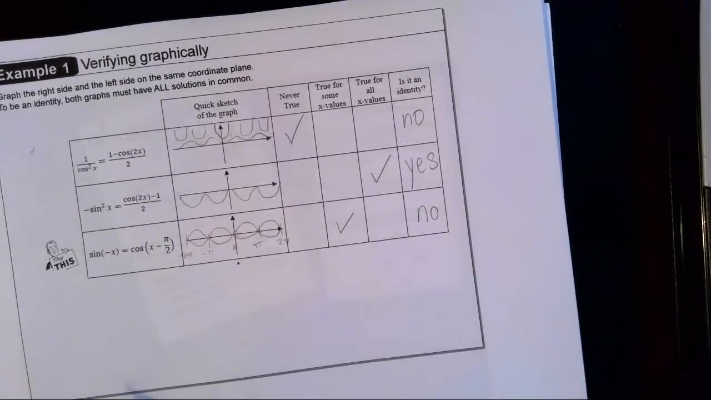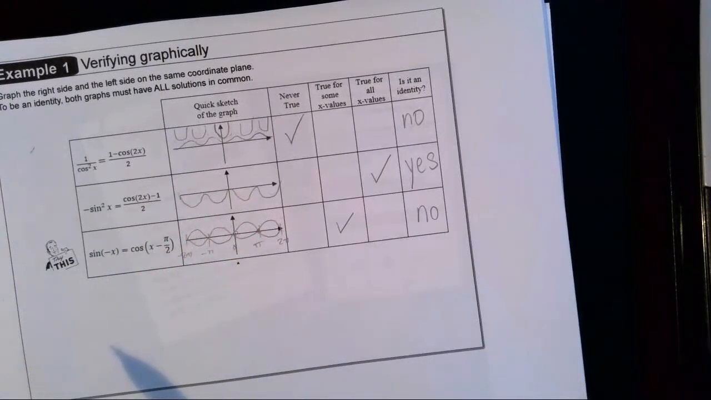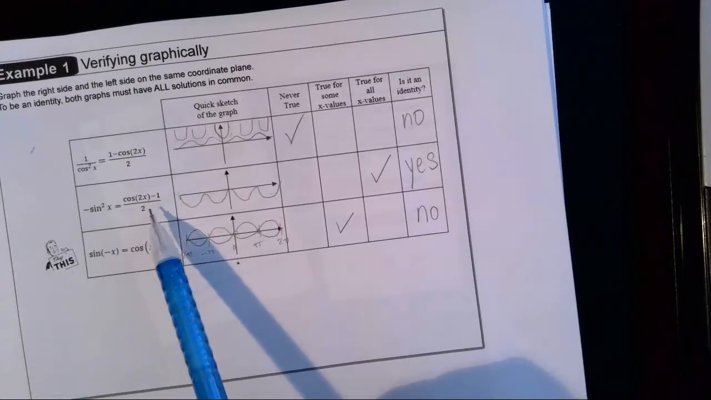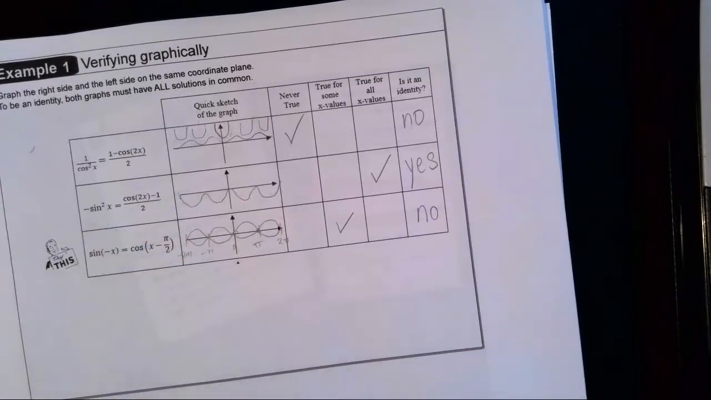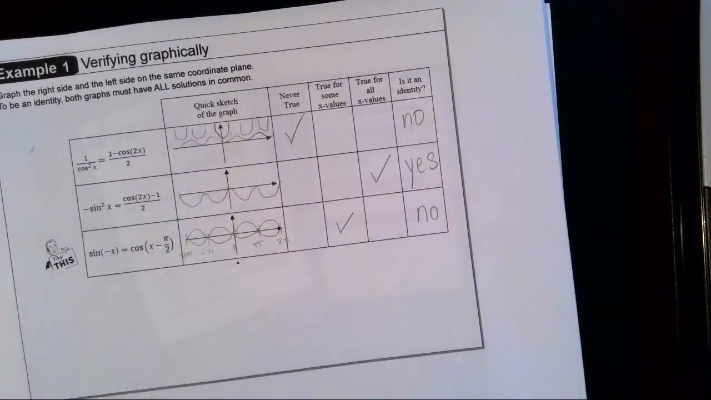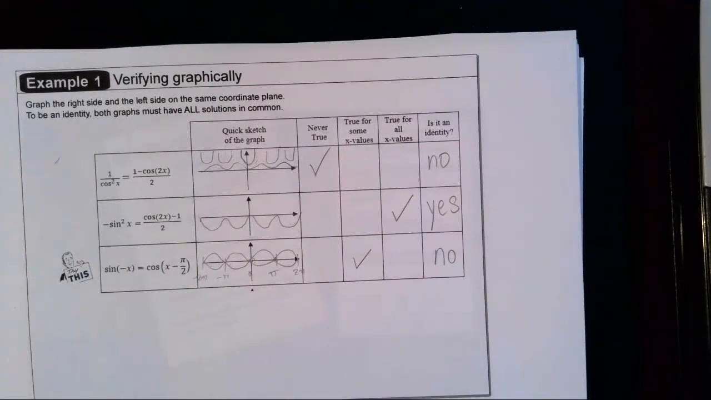So if I was solving an equation, for example, and I saw cosine of 2x minus 1 over 2, that might be harder to deal with in my equation than something like negative sine squared of x. So I would use an identity to swap out one for the other to simplify the problem, make it a little easier to deal with. Okay, so hope that went well, and we're going to move on to example 2 then in the next video.